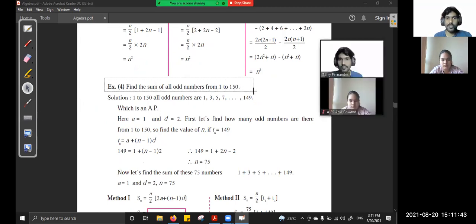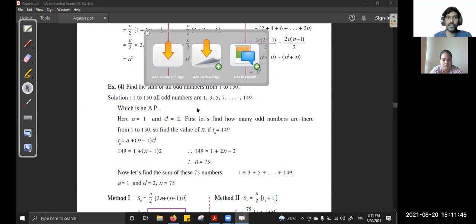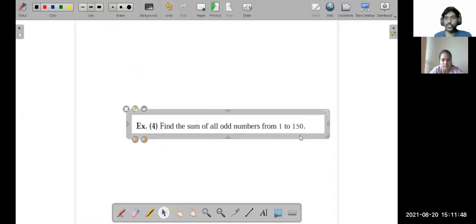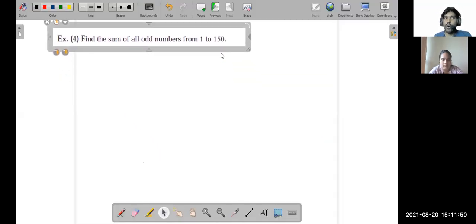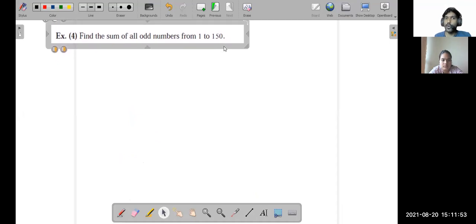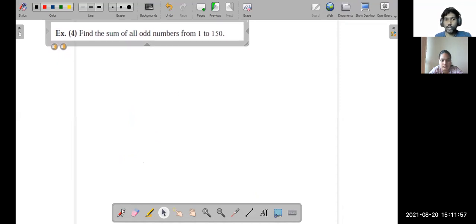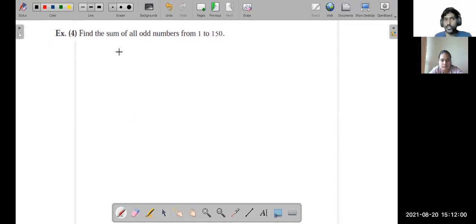Let's do the very easiest one. Here they are asking in this question, find the sum of all odd numbers from 1 to 150. First, try to list down all the odd numbers. The first odd number is 1. After 1, 3, 5. Do I have to write till 150? No, do not write all. Which will be the last odd number between 1 and 150? 149.